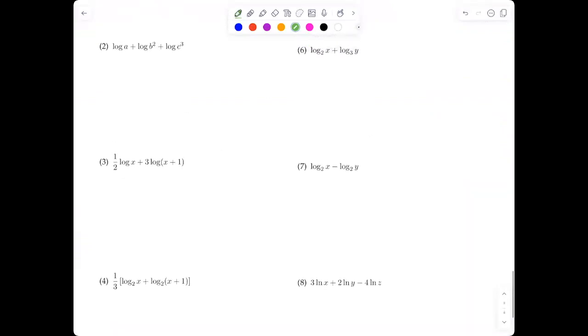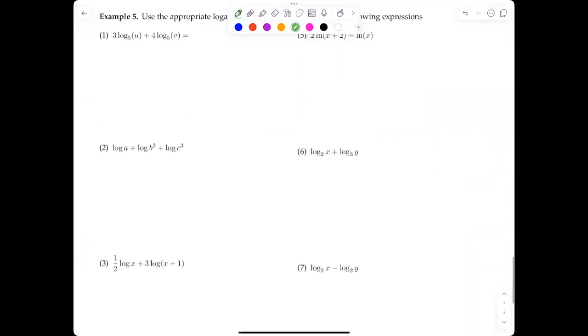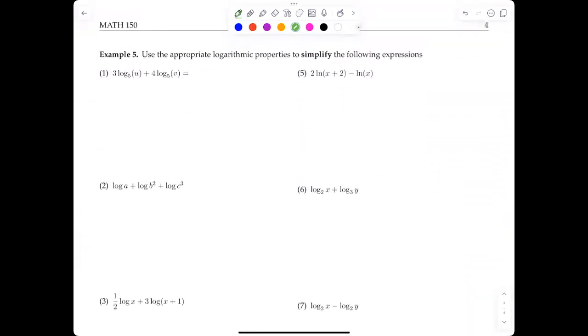All right, so for the next exercise, example 5, spend a little bit of time on this. Again, the idea is that now you have multiple logarithms and you combine them together to get just one single logarithm. I'm going to give you a few minutes to do it.